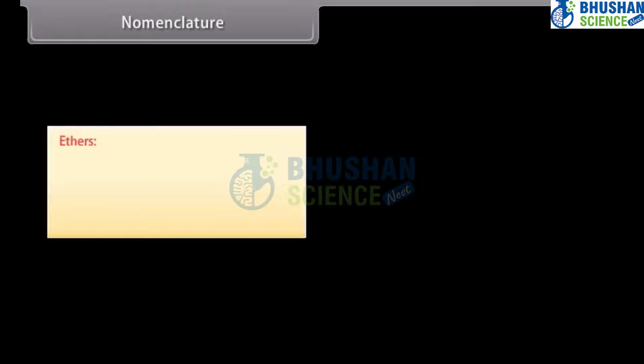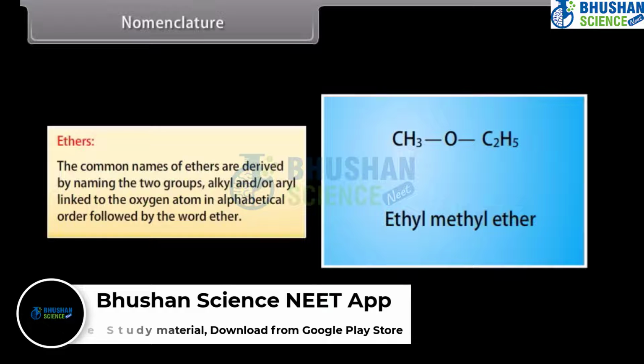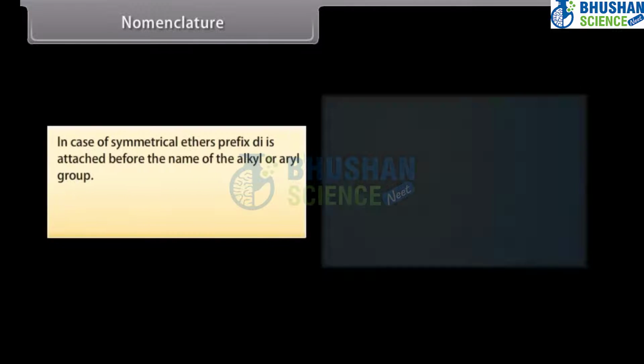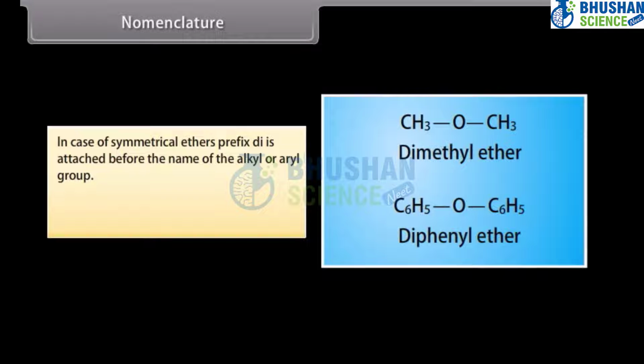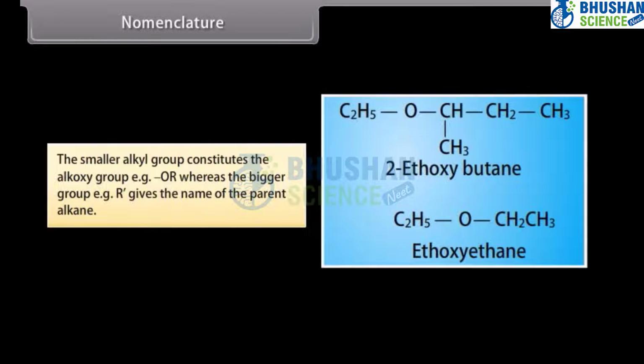Nomenclature. Ethers. The common names of ethers are derived by naming the two groups, alkyl and or aryl, linked to the oxygen atom in alphabetical order followed by the word ether. In case of symmetrical ethers, prefix di is attached before the name of the alkyl or aryl group. According to IUPAC system, ethers are named as alkoxyalkanes. The smaller alkyl group constitutes the alkoxy group, for example OR, whereas the bigger group, example R', gives the name of the parent alkane.